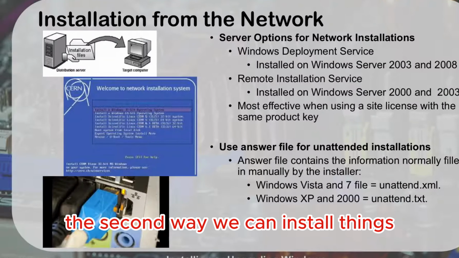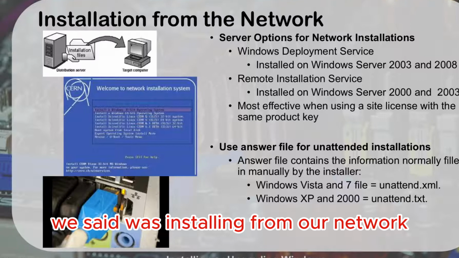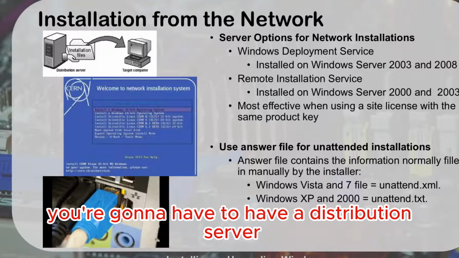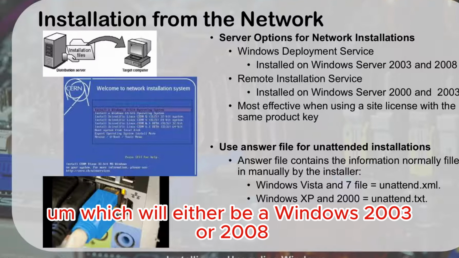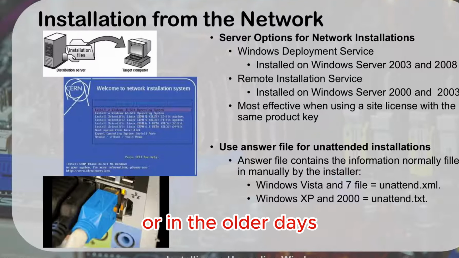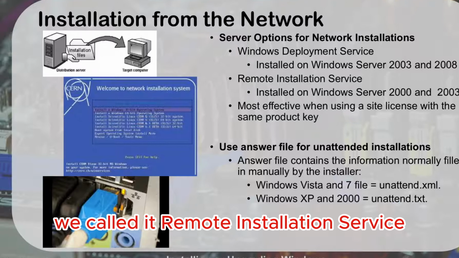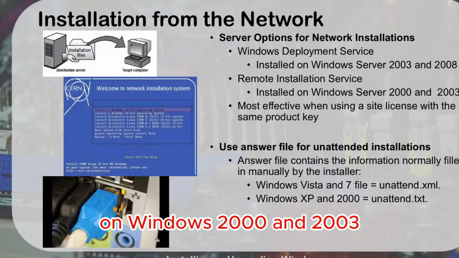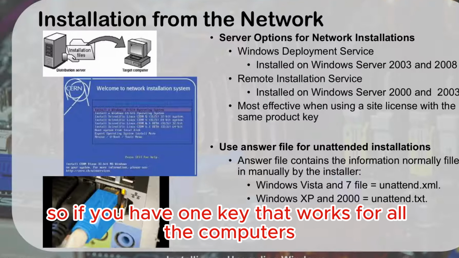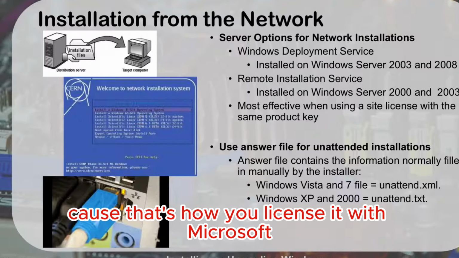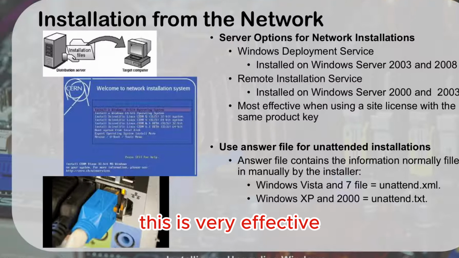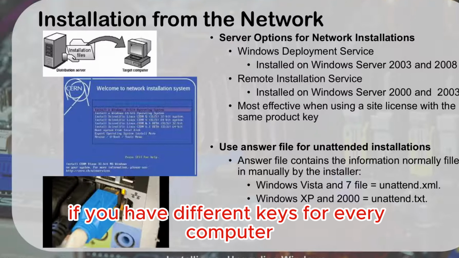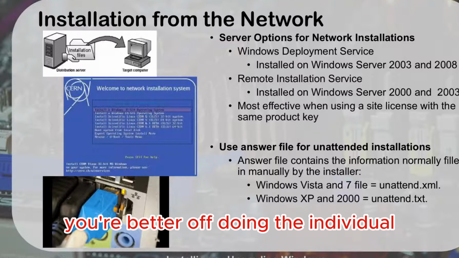The second way we can install things, we said, was installing from our network. And to do this, you're going to have a distribution server, which will either be a Windows 2003 or 2008 Windows Deployment Service, or in the older days, we called it Remote Installation Service on Windows 2000 to 2003. It's very effective when you have a site license. So if you have one key that works for all the computers, because that's how you license it with Microsoft, this is very effective. If you have different keys for every computer, you're better off doing the individual installation that we just talked about.